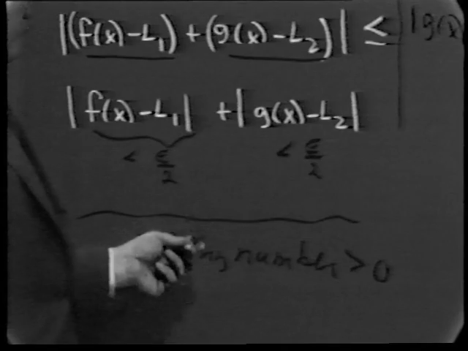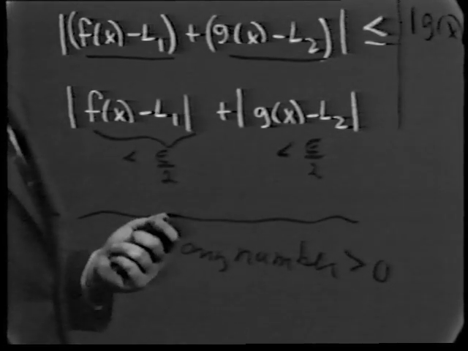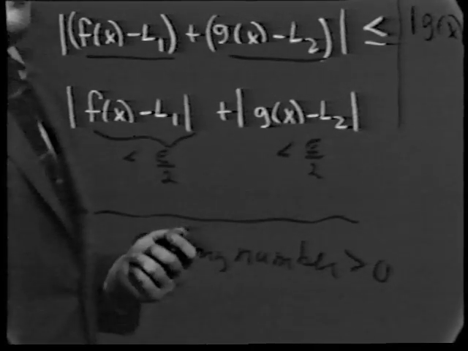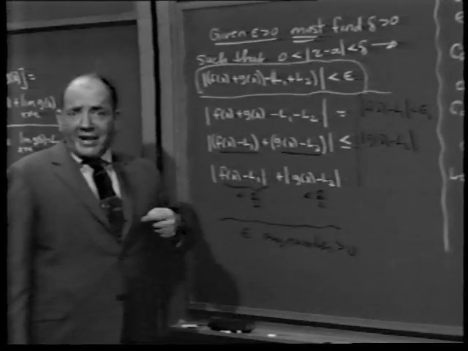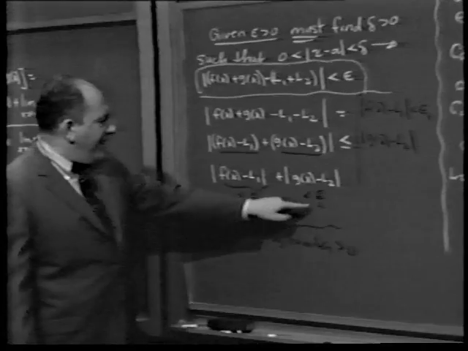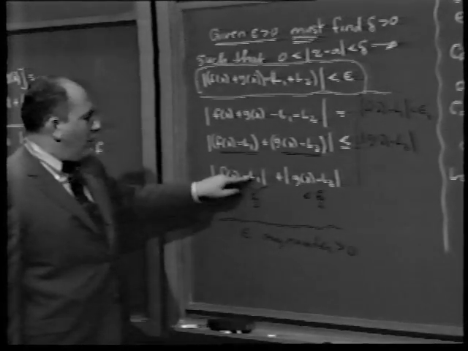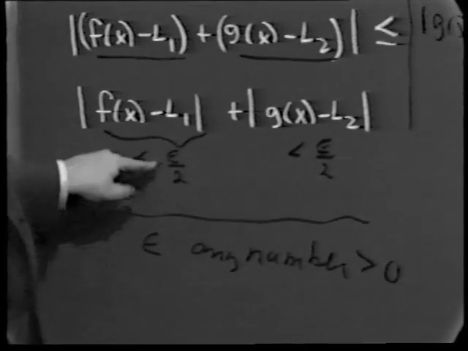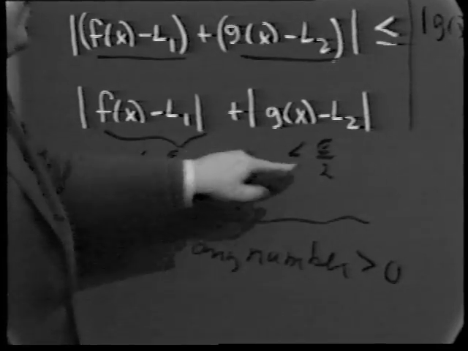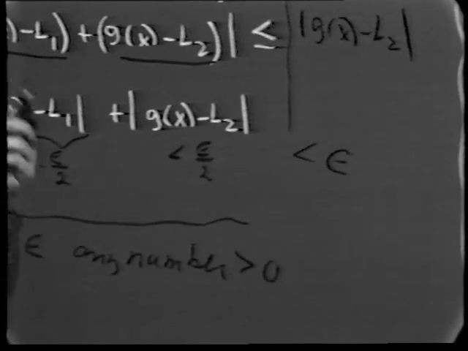Well, if epsilon is positive, what can you say about half of epsilon? It's also positive. In other words, if I had chosen a different epsilon, say epsilon sub 1, equal to the original epsilon divided by 2, then I'm guaranteed what? That I can get f of x within epsilon over 2 of L1, g of x within epsilon over 2 of L2, and now adding these two together, if this term is less than epsilon over 2, and this term is less than epsilon over 2, the whole sum is less than epsilon, and it seems now semi-intuitively.